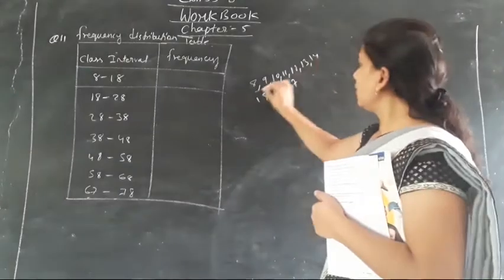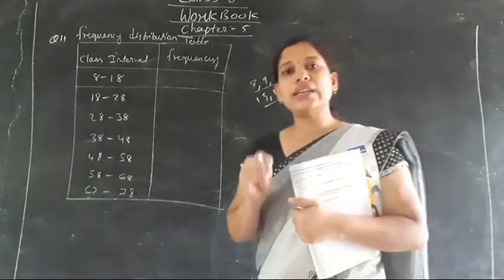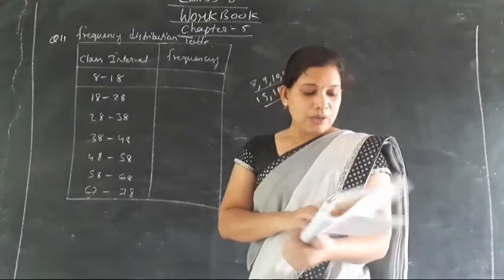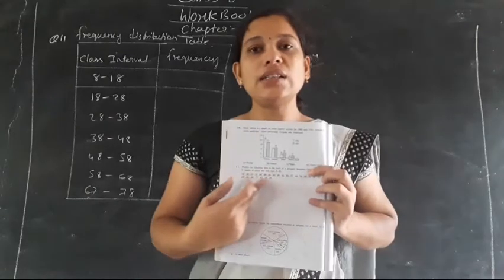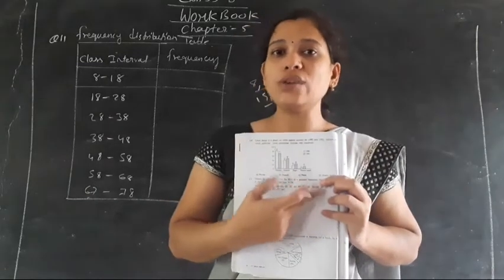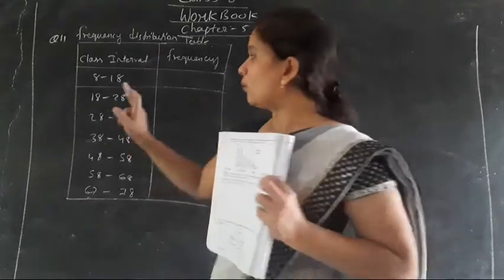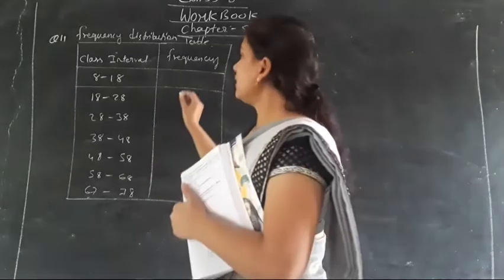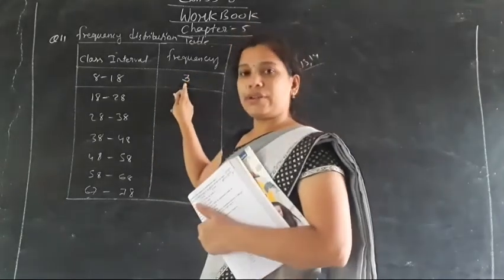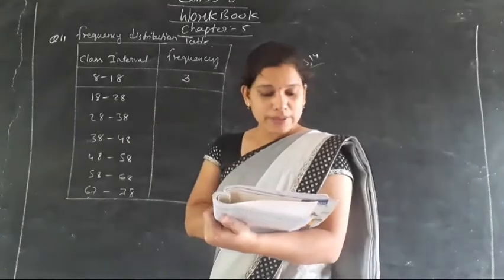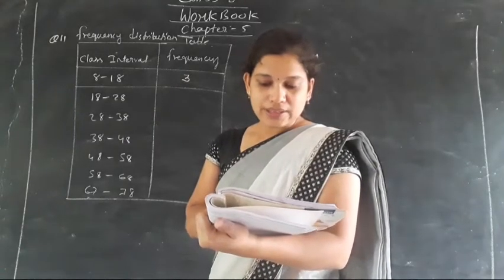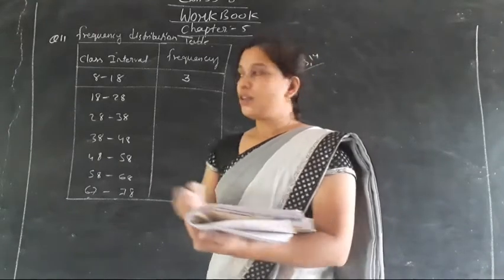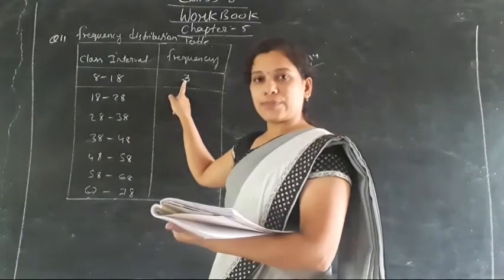So where will we count how many numbers come here? Whatever data is given in your workbook question number 11, from that we are going to count. So looking at the data given in the question, counting the numbers from 8 to 17, and 18 will be included in the second class interval. Clear? So here the frequency of this class interval is 3. Which numbers do we have? Look, 11 is there, then 14 is there, 17 is there, after that all the numbers are bigger. So from 8 to 18 we have 3 numbers. Clear everyone?